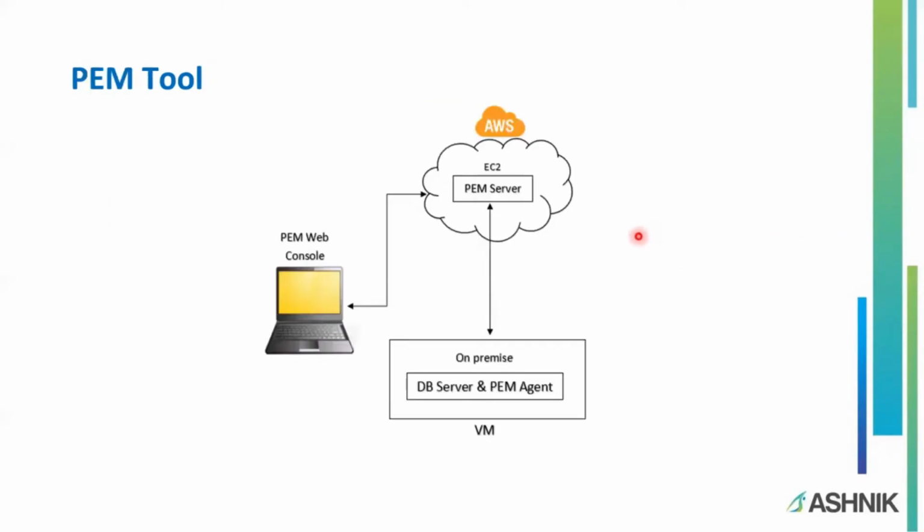This is my implemented setup. As you can see, my PEM server is installed on AWS EC2 and the PEM agent is installed on my on-premises database server. I can access PEM and monitor all my databases via the PEM web console from my laptop. Let's see it in this demo.